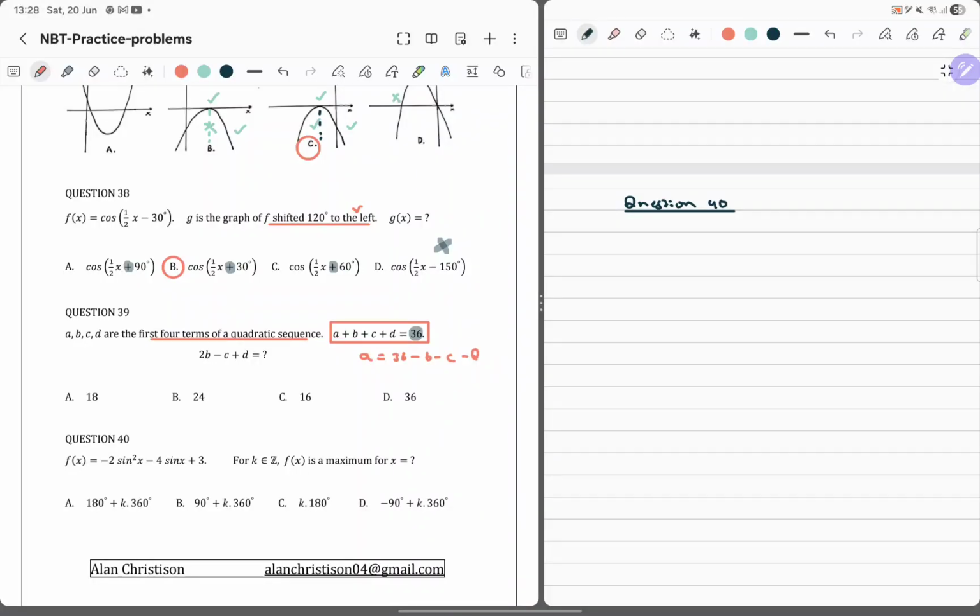So let me just take the last one and see if I can solve it. f of x is 2 sine squared x minus 4 sine x plus 3. So we are told here that k is an element of integers. So we want the maximum.